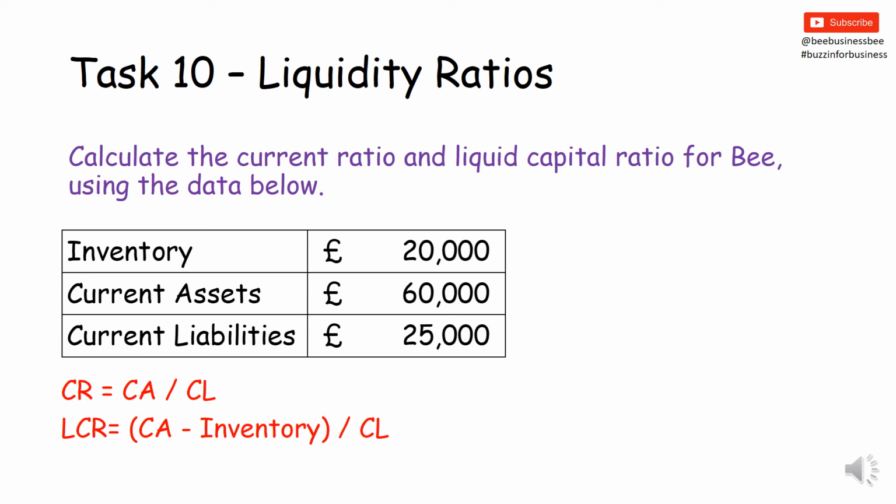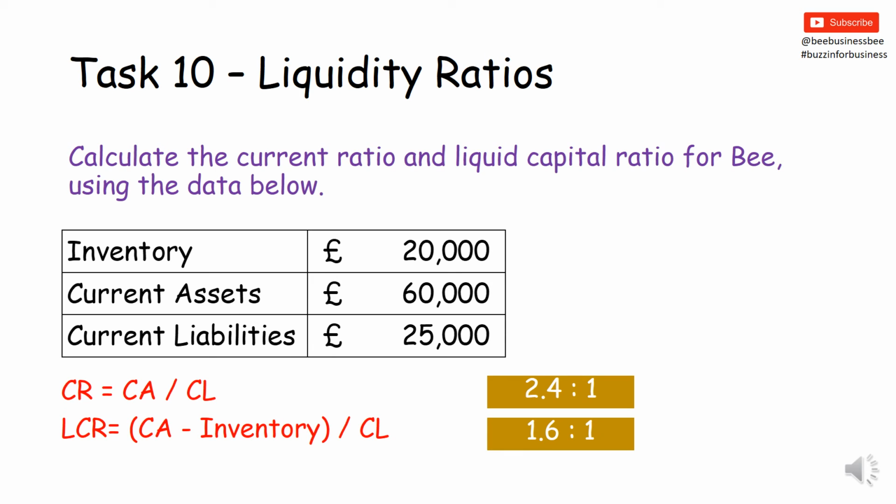So, question 10. We're going to look at liquidity ratios. Calculate the current ratio and the liquid capital ratio using the information below. The formula for the current ratio is your current assets divided by your current liabilities, and the formula for your liquid capital ratio is your current assets, take away your inventory, and then divided by your current liabilities.